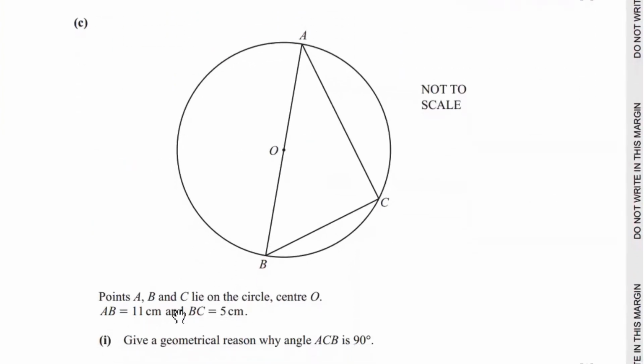Then it says points A, B, and C lie on the circle with center O. AB is 11 centimeters and BC is 5 centimeters. Give a geometrical reason why ACB is 90 degrees. The reason why it's 90 degrees is because the angle is coming out of the diameter, and angles in a semicircle also equal 90 degrees. So either of these is correct.